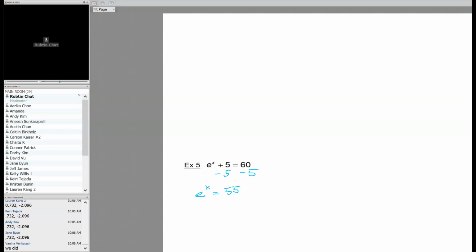Now, to get myself out of that, I am going to take the natural log of both sides. So, and I'll rewrite it in a different line. I'll say ln e to the x equals ln 55. Now, the advantage to that is on the left side, remember this base is e, right? I've got log base e of e to the x, and that has the effect of canceling, which is beautiful.